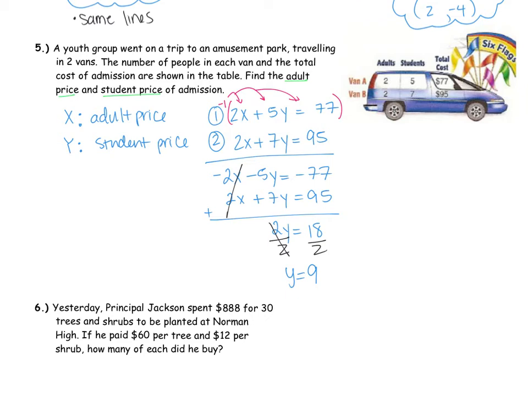Let's figure out the adult price by plugging 9 in for y. I'm going to choose the first equation to plug it into. The first equation is 2x, and I don't know what x is, but my y here is 9, so I'll plug that in. 5 times 9 gives me 45. I need to get x by itself, so I need to move over the 45 first.